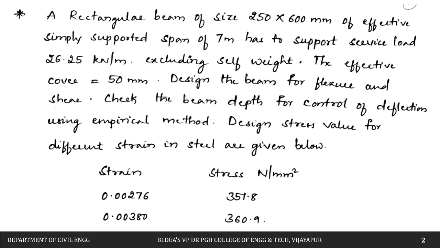In this problem, we have a rectangular beam of size 250 by 600 mm, which has an effective span of 7 meters and supports a service load of 26.25 kN per meter excluding self-weight. Here they have given the values excluding self-weight, so the self-weight of this beam has to be included. Next, they have given the effective cover d dash equal to 50 mm. Design the beam for flexure and shear.